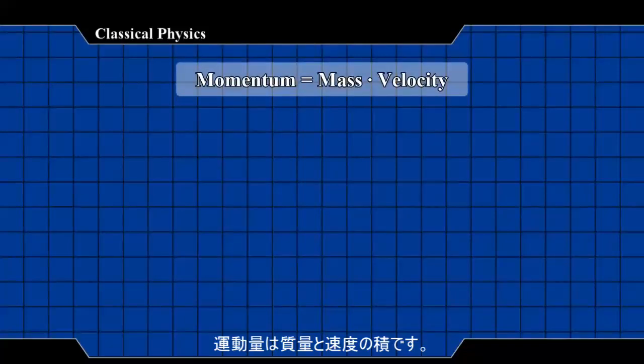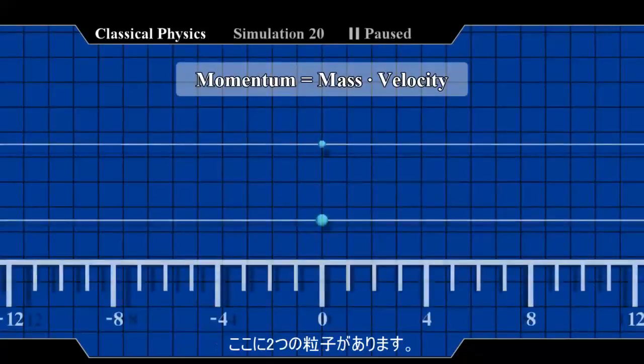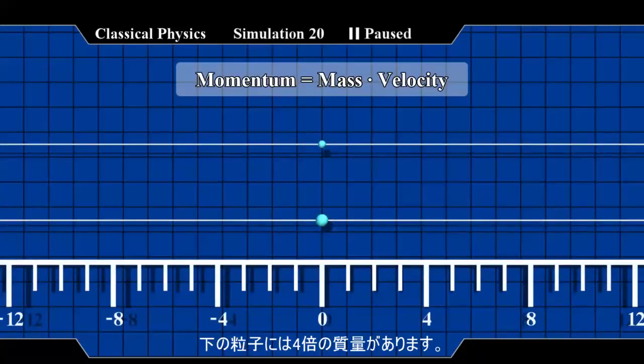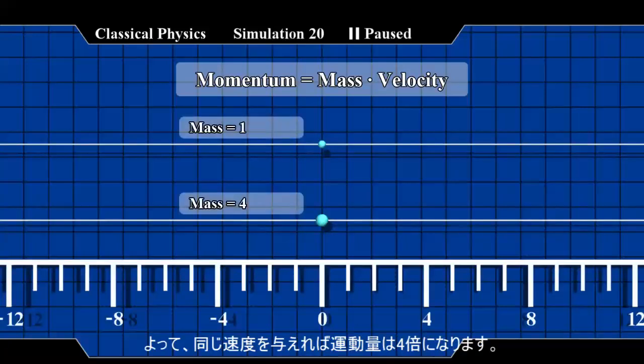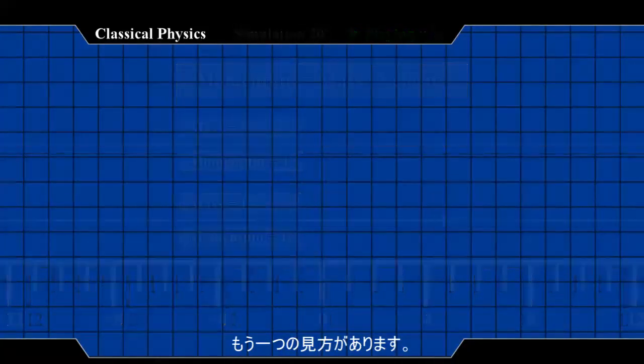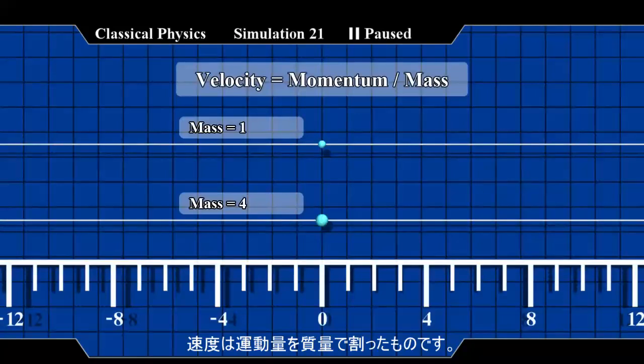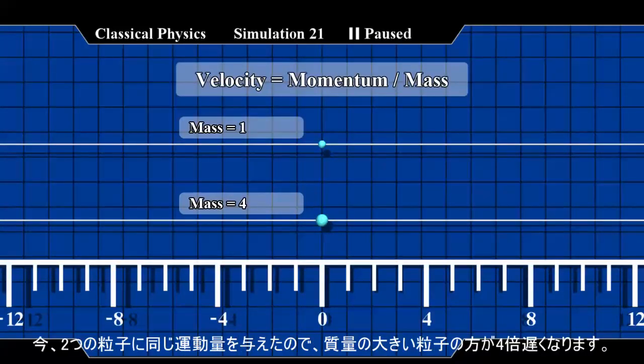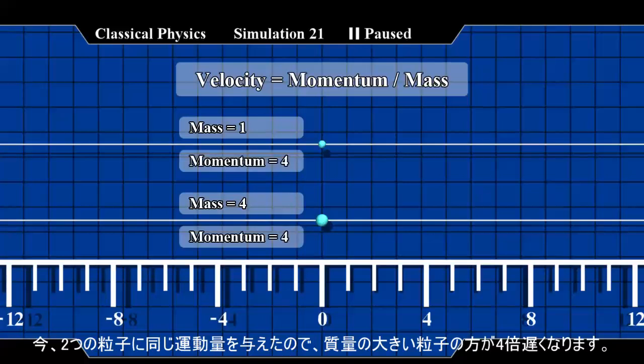Momentum is the product of mass and velocity. Here are two particles. The lower one is 4 times more massive. So if we give them the same velocity, then the lower one's momentum will be 4 times greater. And here's another way to look at it. Velocity is momentum divided by mass. Now we gave the two particles the same momentum, so the more massive particle is 4 times slower.